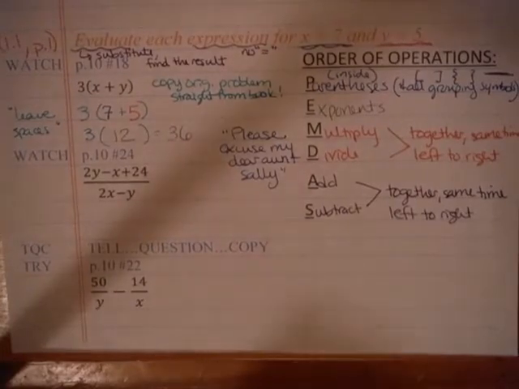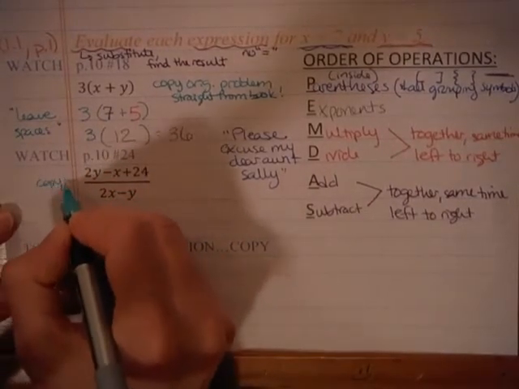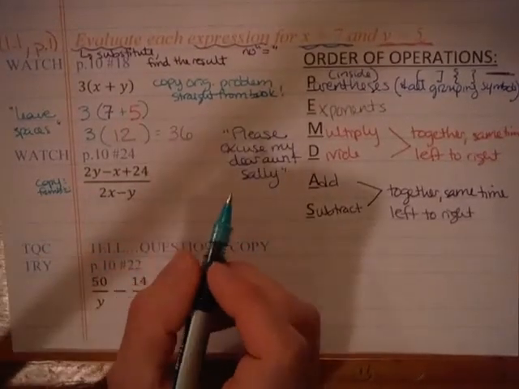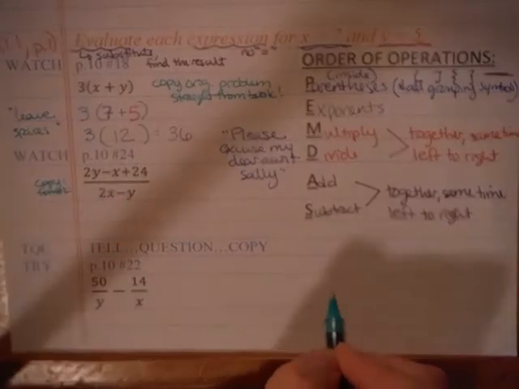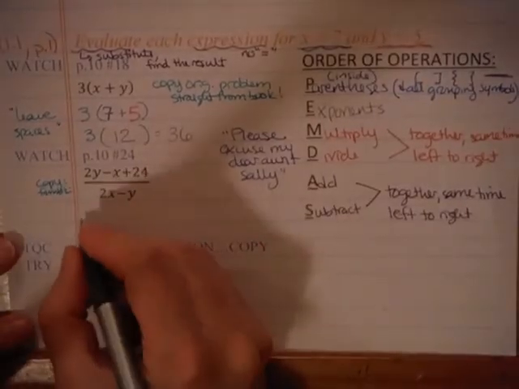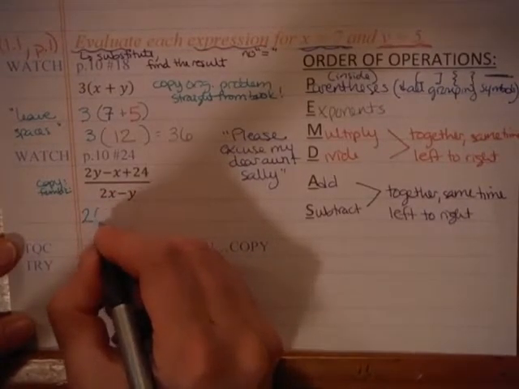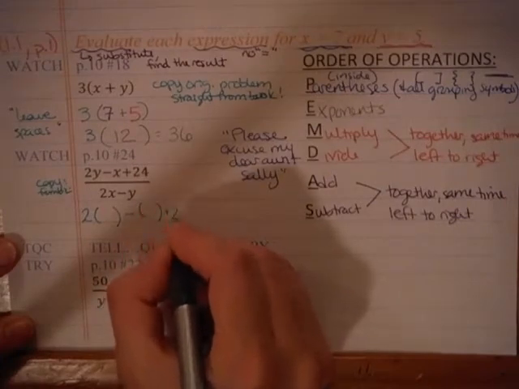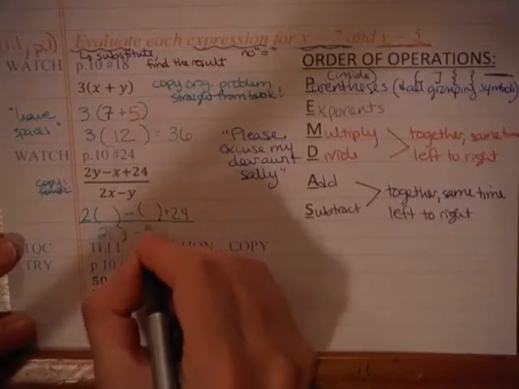Okay. So here we are with our problem. Again, we've copied it directly from the book onto our paper so that we don't drop anything or have any copying errors that lead us to do this entire problem wrong. And then I'm going to go ahead and rewrite the problem but leave some space for myself for the x and y. So 2 times y minus x plus 24, the whole thing over 2 times x minus y.